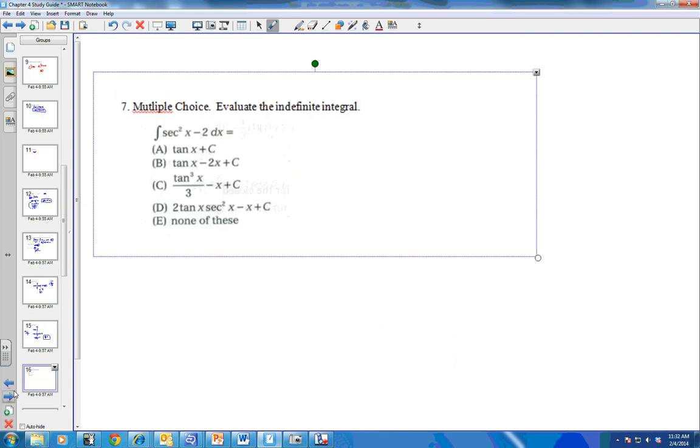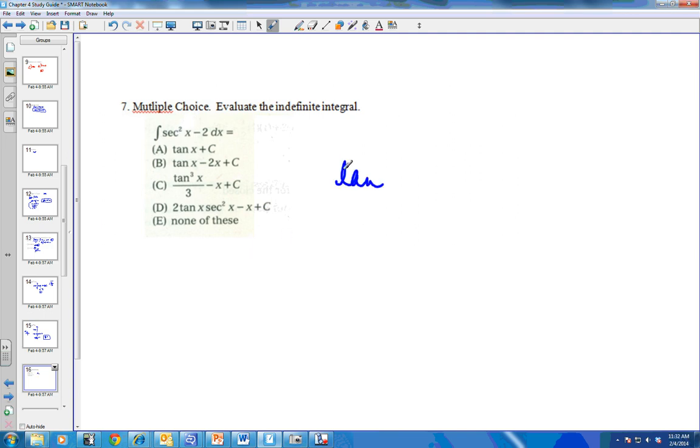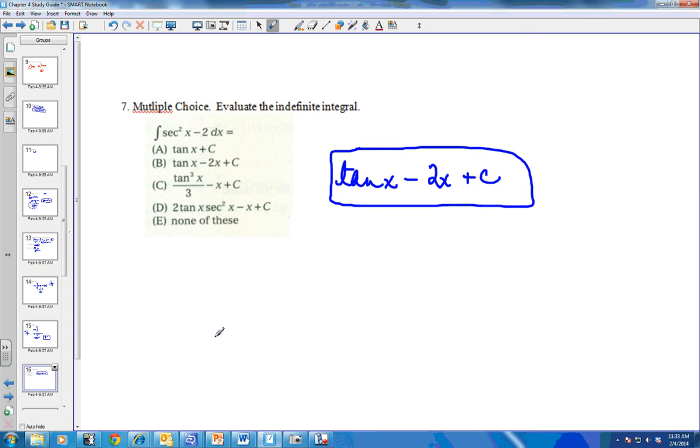Number 7, multiple choice, evaluate the indefinite integral of secant squared x minus 2. Well, we should know, because secant squared x is on our list of integrals that we should know, the integral of secant squared x is tangent x. Minus, when I integrate 2, I get 2x plus my c. So my answer should be, what is that, B? And by the way, there's a typo right there on multiple.